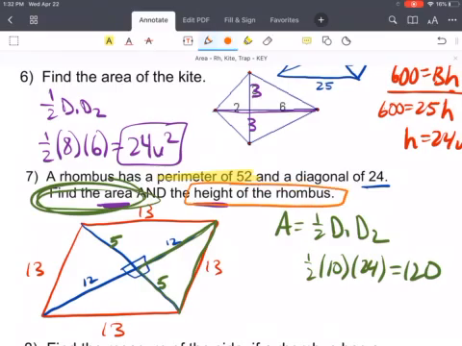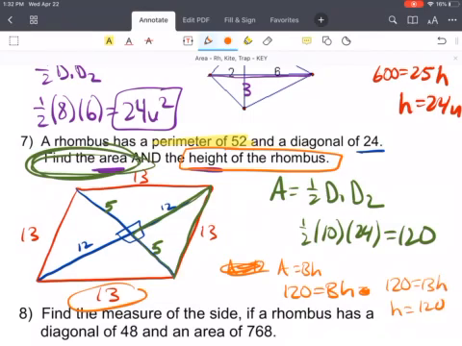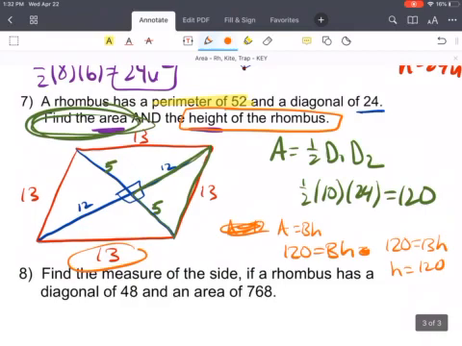Then I'm going to find the height of the rhombus by using the other formula, base times height. The base is 13 here. So my height is going to be 120 divided by 13.